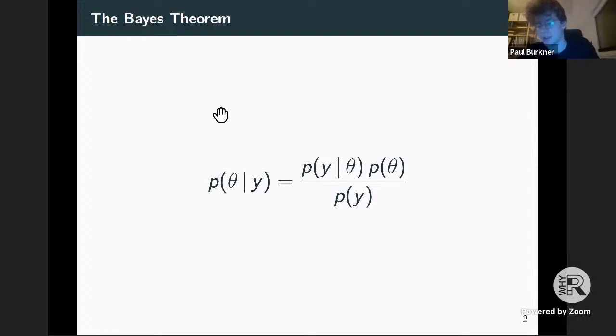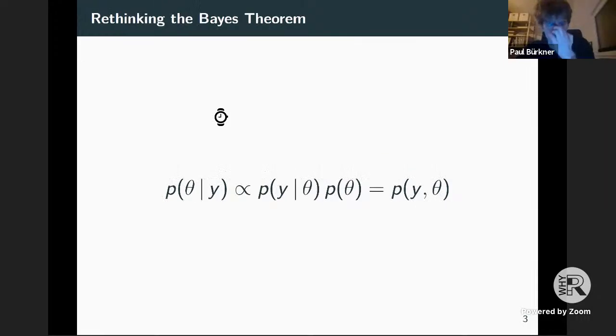The way I would like to think about Bayesian statistics or Bayesian inference is a little bit differently, in that I just get rid of this normalization constant in the denominator that I don't want to talk about today, and just think about the posterior distribution as being proportional to the product of likelihood and prior, which is then nothing else than one factorization of the joint distribution of the data and of our parameters.